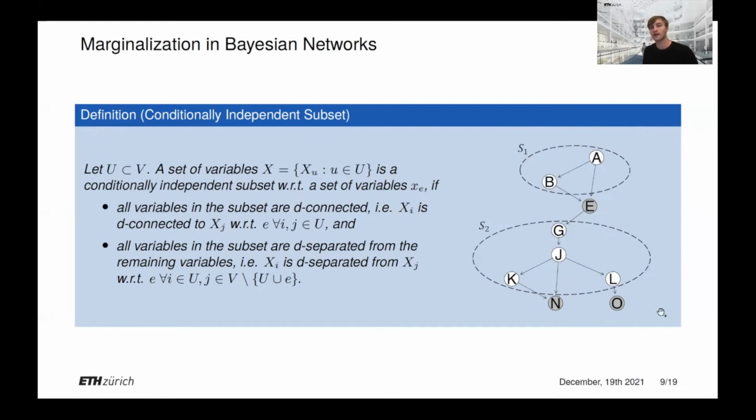So here again, coming back to this example on the right, E, N, and O are the observed variables, so the evidence variables, and we can now separate this graph, or the variables in this graph, into two conditionally independent subsets. S1 on the top and S2 on the bottom, and essentially the neat thing here is that we can split up the calculation of the marginal probability distribution into smaller, more digestible parts, right?